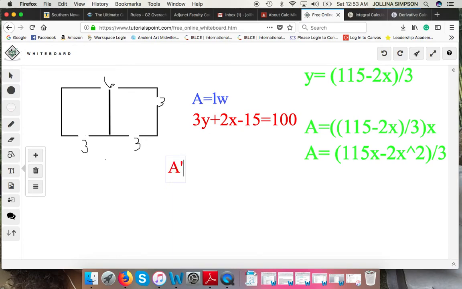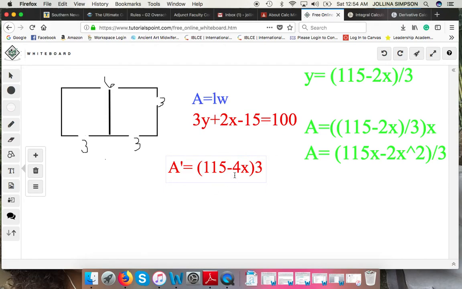And then we're going to go ahead and take the derivative of our area. So we're going to do A prime. And of course, taking the derivative of 115x is just equal to 115. And then taking the derivative of negative 2x squared is negative 4x. And this is all over 3. All right, let's put my parentheses back over here. So now we have the derivative of our equation.